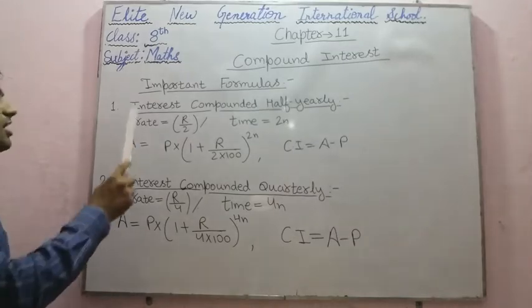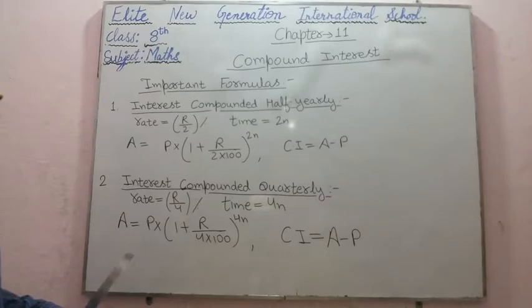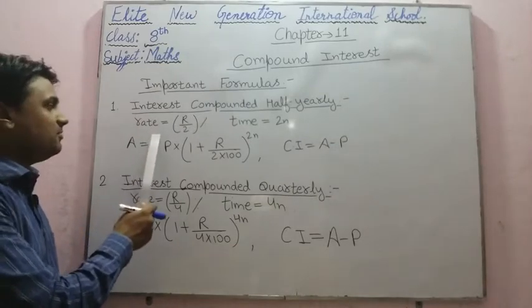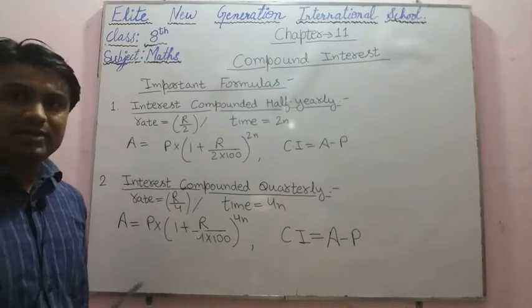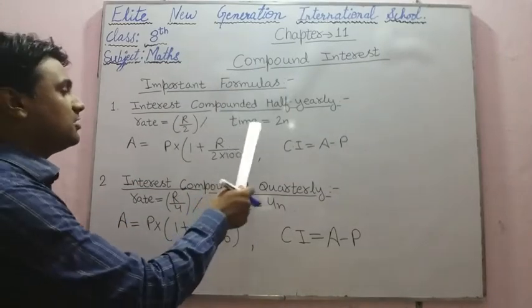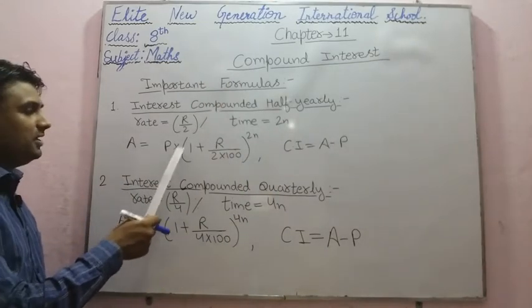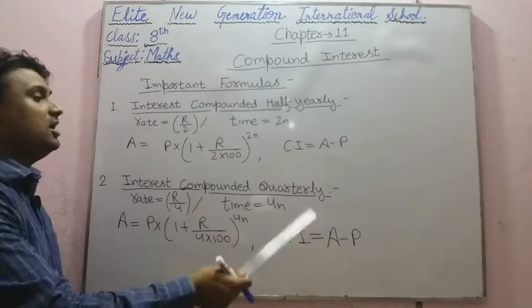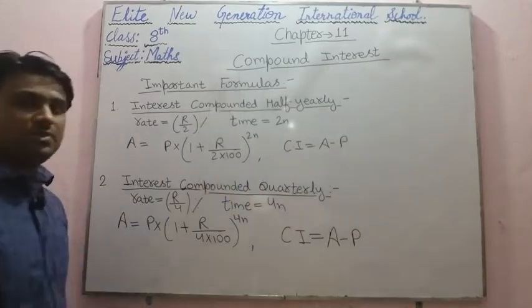So the first formula, interest compounded half yearly. That means if interest is given compounded half yearly, in this case the rate will become half, so we can take the rate as r upon 2, and the time will be double, so we can take time equals 2n. So the formula will be amount equals P into (1 plus r upon 2 into 100) to the power 2n, and CI we can calculate by the formula amount minus principal.